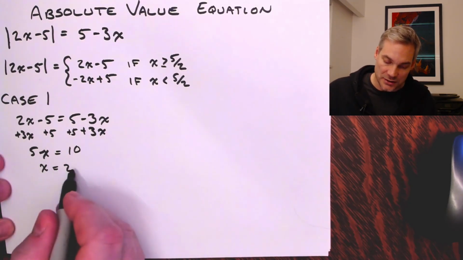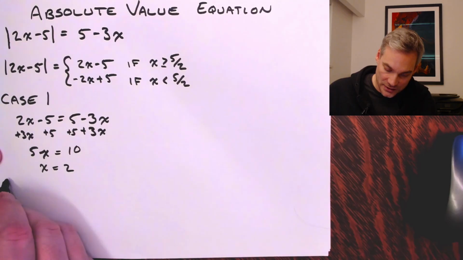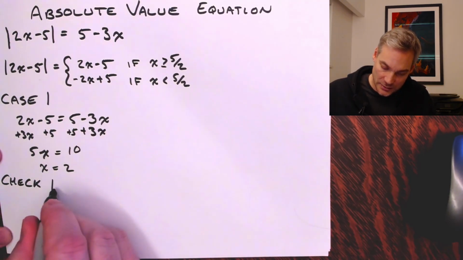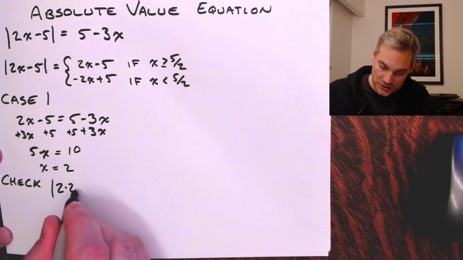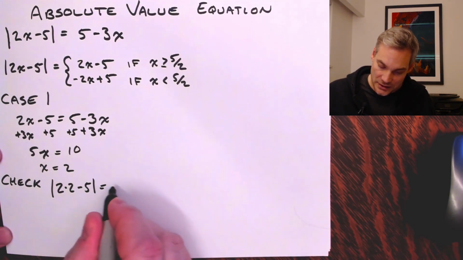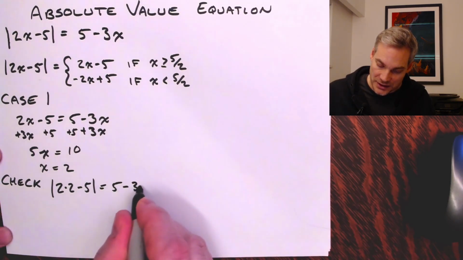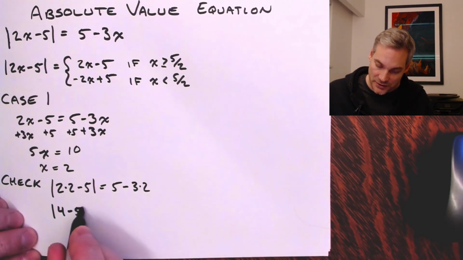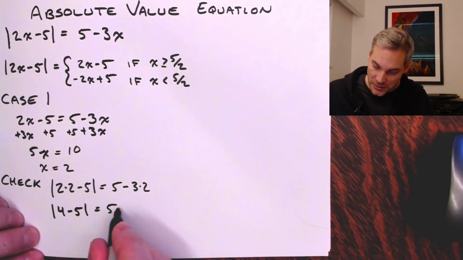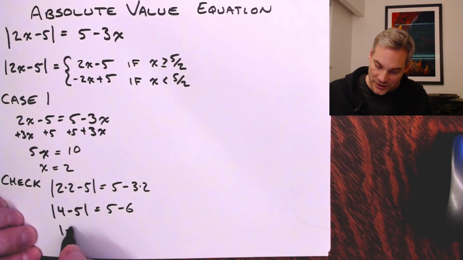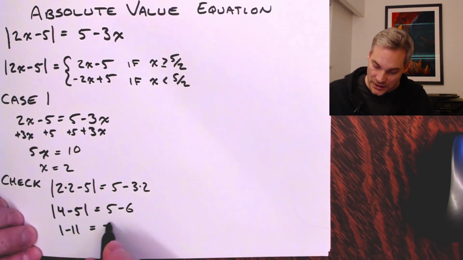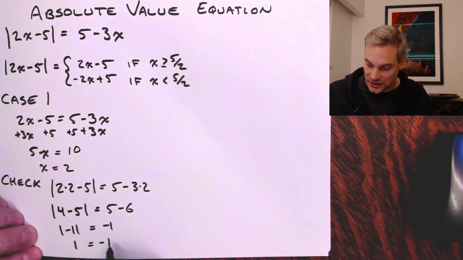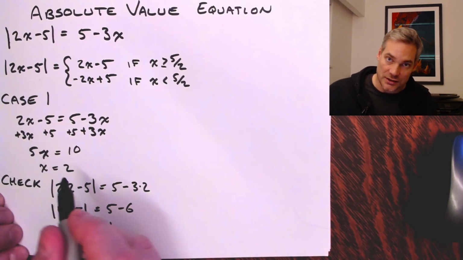So now, because it's a possible solution, I'm going to check. Let's check it. So I get the absolute value of 2 times 2 minus 5 equals 5 minus 3 times 2. And this is the absolute value of 4 minus 5. And this is 5 minus 6. So this is the absolute value of negative 1, and that is negative 1. So that says absolute value of negative 1 is 1. And that equals negative 1? No. So this is not a solution.